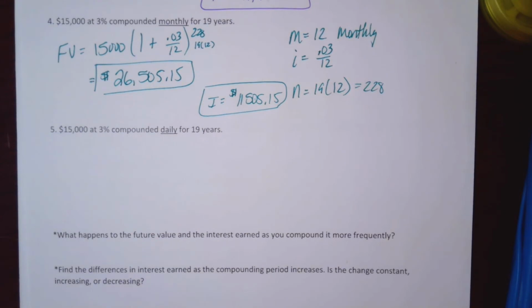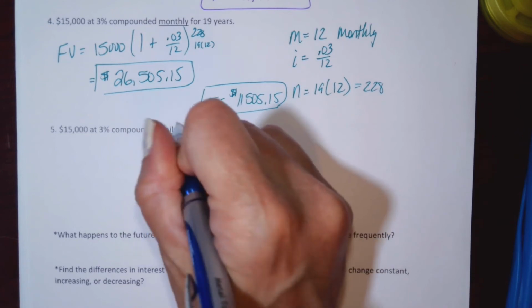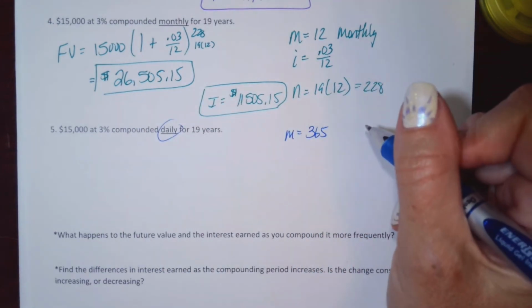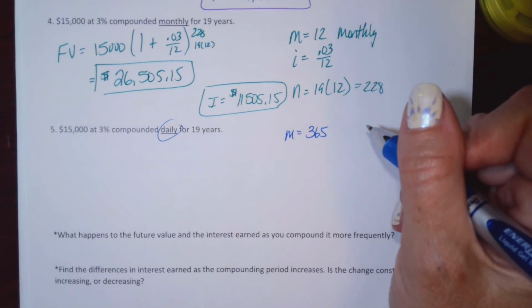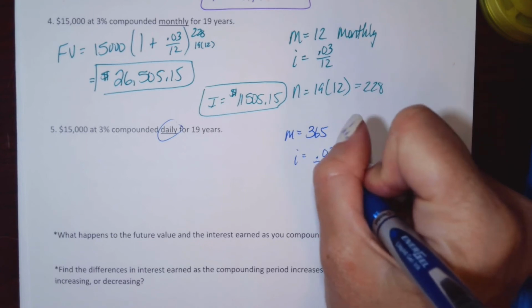So you can expect that this pattern is going to continue, right? Daily, M is 365 unless we're told differently when it's daily. So I is 0.03 over 365.